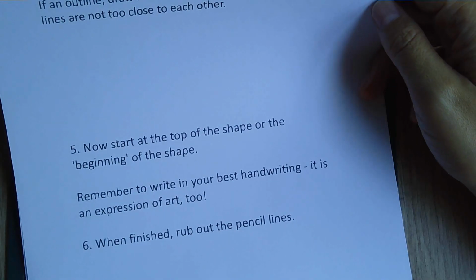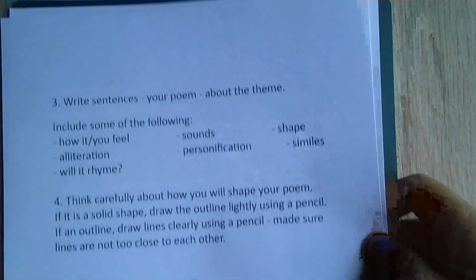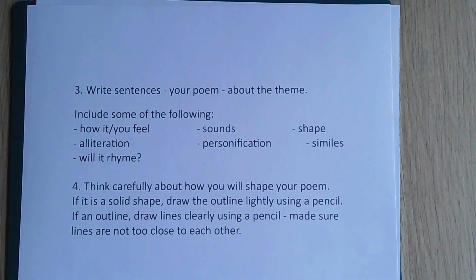Then you're going to write some sentences which will become your poem. They must be about the theme. Now, as we've written poetry in the last week of school, remember that there are no rules. They don't have to rhyme. You can have run-on sentences in this case. There isn't a rigid structure to this kind of poem. You might want to think about these things when you're writing.